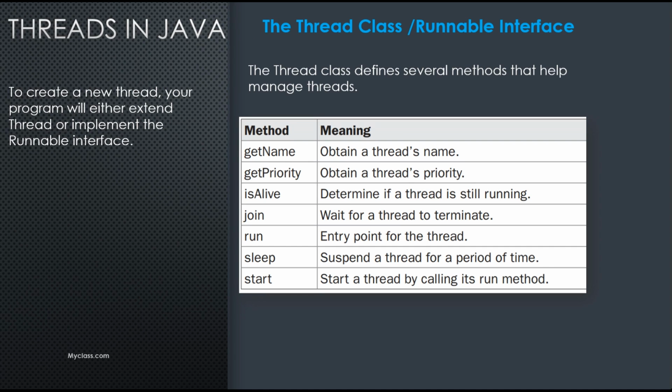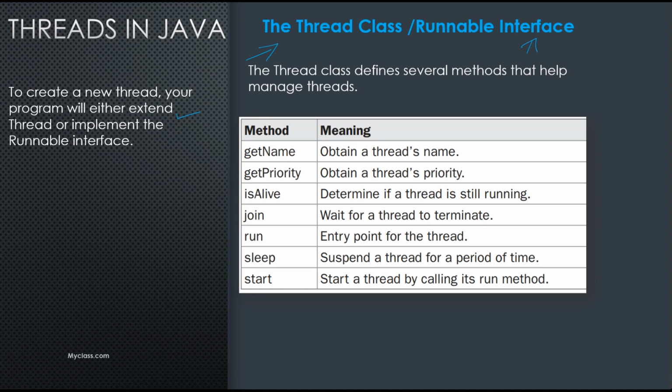To create a new thread, our program will either extend the Thread class or implement the Runnable interface. So there are 2 methods. The first method is to inherit the Thread class, then we can create a new thread and handle the thread execution by using different methods. Also, we can handle a multi-threading program by using the Runnable interface. In the Thread class, lots of methods are there. By using these methods, we handle the execution of the different threads and also the main program.